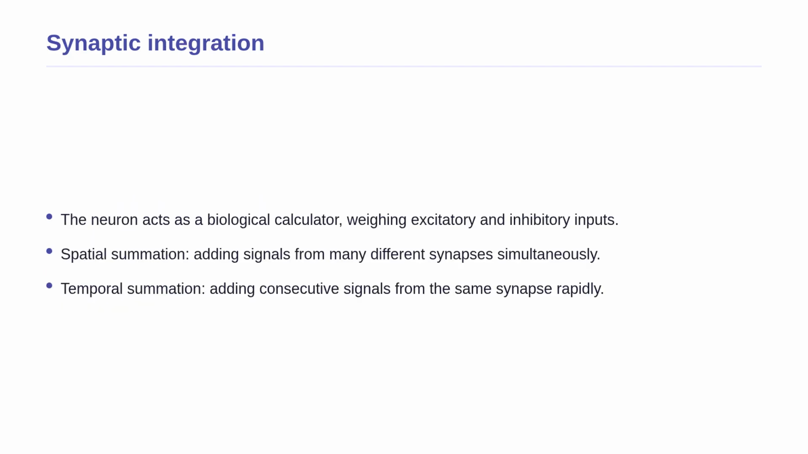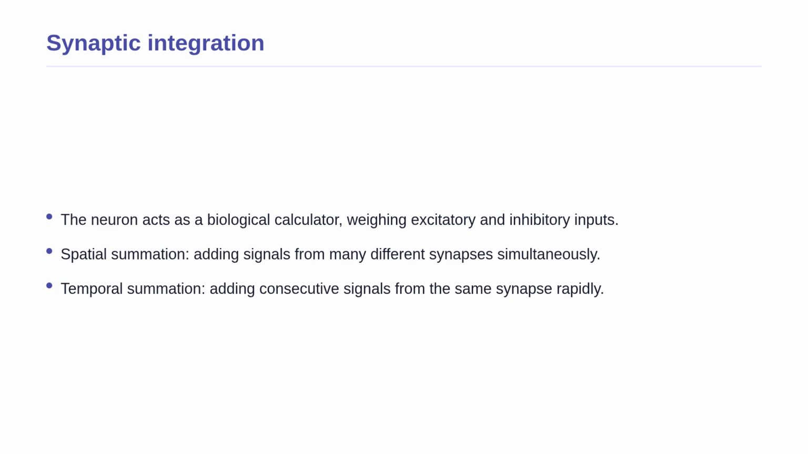We have now explored both the gas pedals and the brakes of the neuron. But how does the cell make a final decision? Imagine the neuron is a judge, and the synapses are people voting yes or no. A single vote is rarely enough. The neuron must act as a biological calculator through a process called synaptic integration. This happens in two main ways.